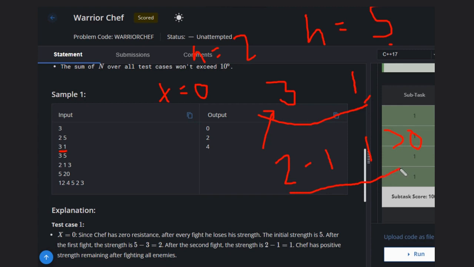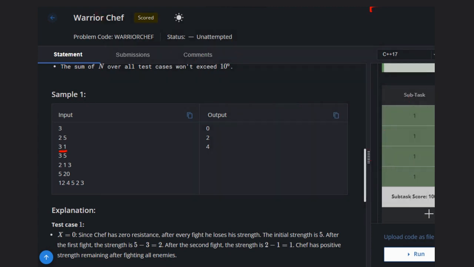So if we can win from here, the answer will be 0. We don't need any extra resistance. The initial level is sufficient. Now let's consider another case. In this case, we have H, that is 5, and N, that is 3. Now the enemy strengths are 2, 1, 3.